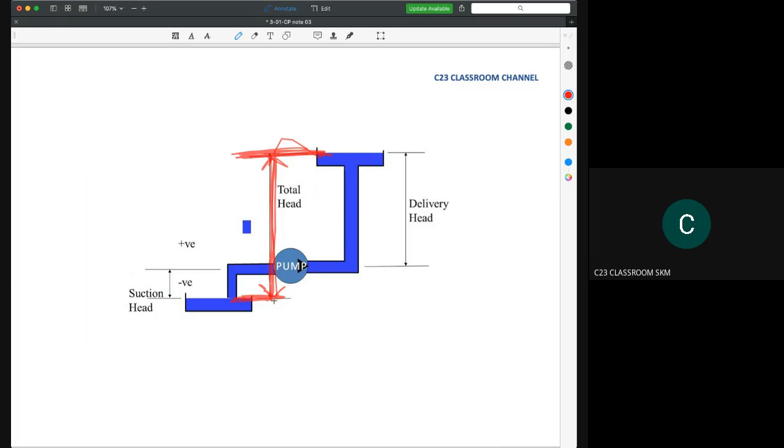Okay, but sometimes in textbooks they will give you the idea of delivery head and also suction head. The suction head here means the distance from the inlet level until the center point of the pump, and the delivery head here is the vertical distance from the center line of the pump to the upper surface, or the water surface, of the outlet here.